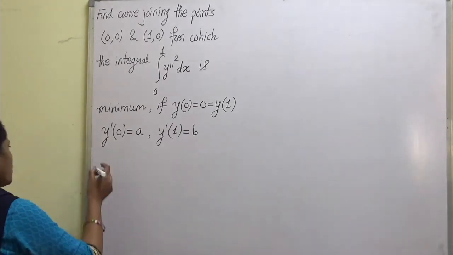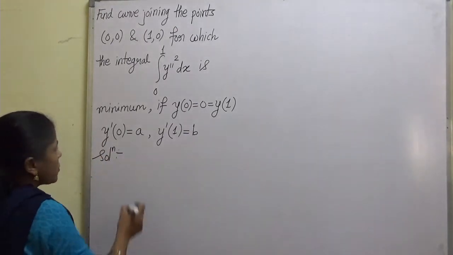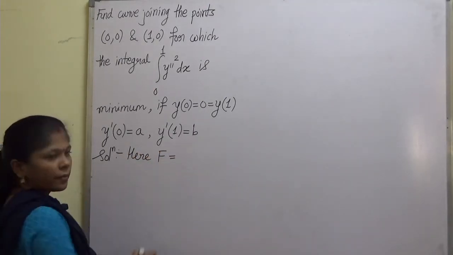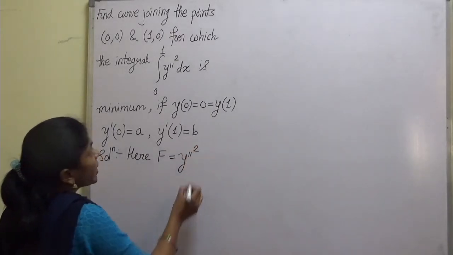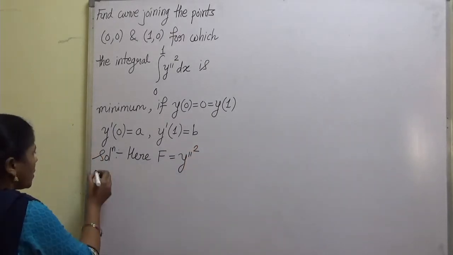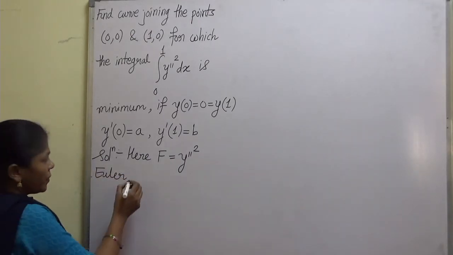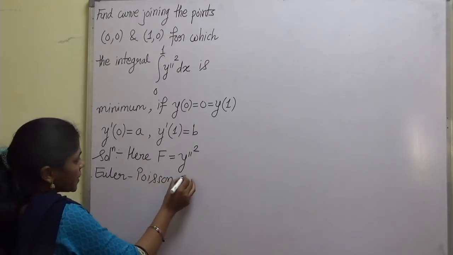So we need to find out the extremal of this functional. First of all, identify f, the functional, that is nothing but the integrand y double dash square. Now we will write the Euler-Poisson equation. As this is involving a second order derivative, we will write the Euler-Poisson equation.